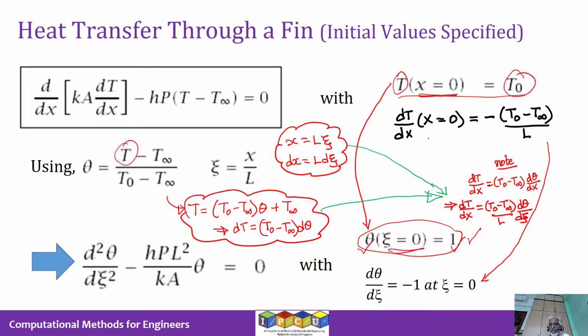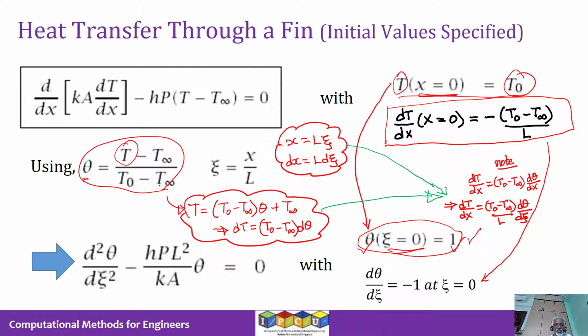So we get this to be the condition for theta at psi is equal to 0. Now the second condition is specified as this. So please pay attention to this. The second condition is specified as this. And now what we realize is if theta is equal to this expression, we can write T as T naught minus T infinity multiplied by theta. This goes from the denominator to the numerator, so it multiplies. And this minus T infinity goes to the other side, so it becomes plus T infinity. So T is equal to T naught minus T infinity times theta plus T infinity.